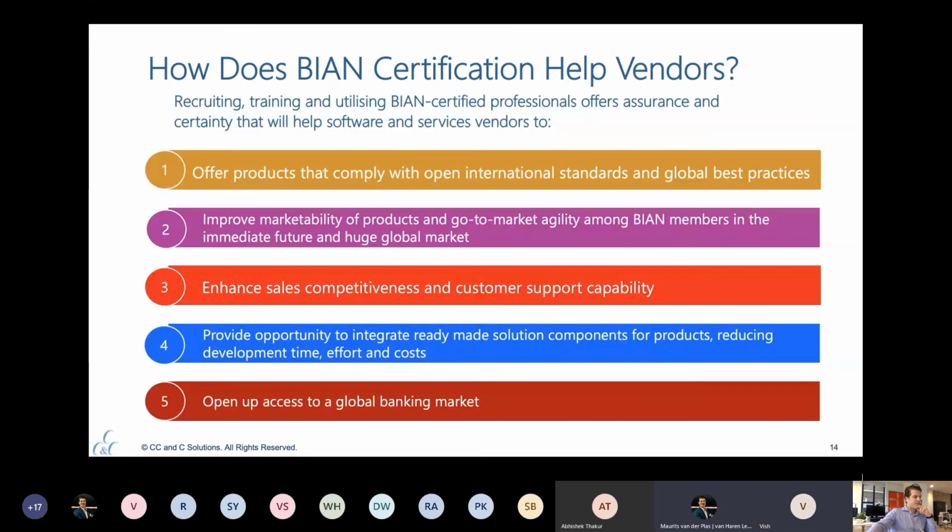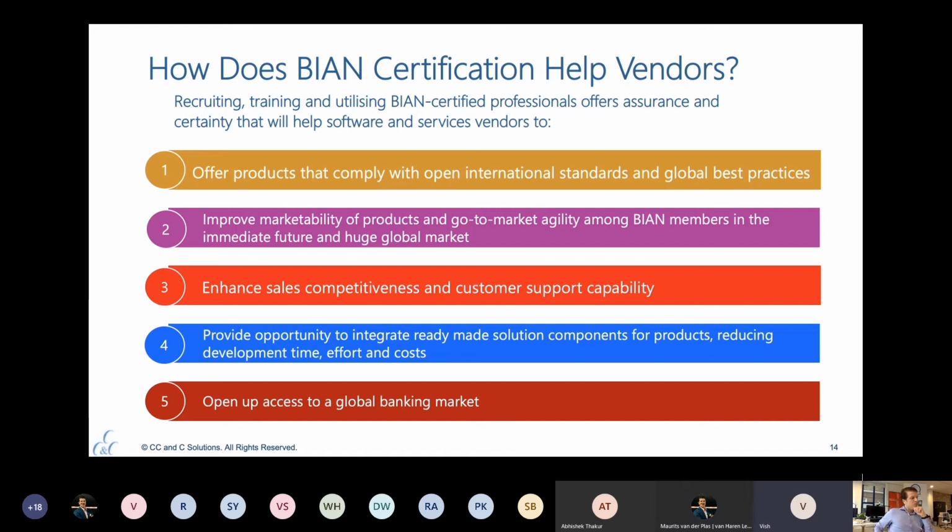Yeah. The next thing I would look at is how does BIAN certification help vendors, solution providers, and also consultants? If the consultants, vendors, and solution providers recruit, train, and utilize BIAN certified professionals, again, it offers an assurance for themselves and for their own customers. When they offer products that comply with an open architecture, the customers can select these products with more confidence.